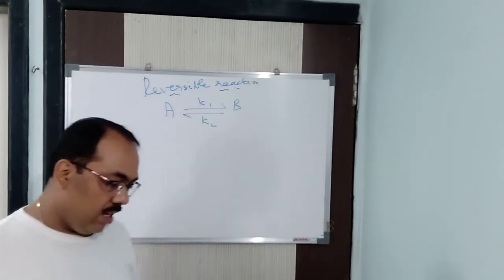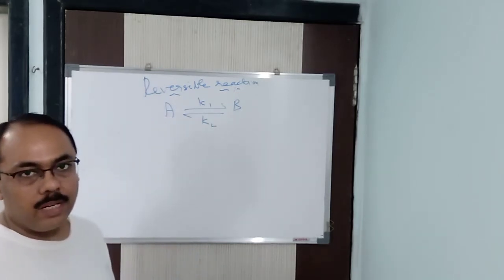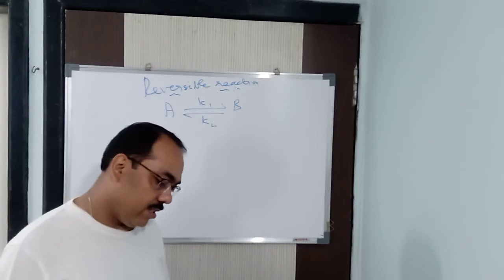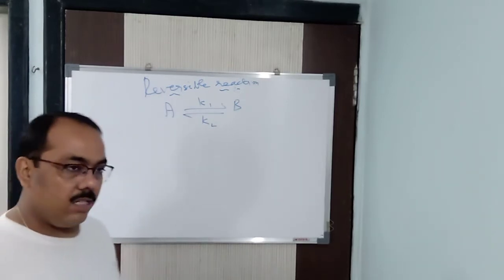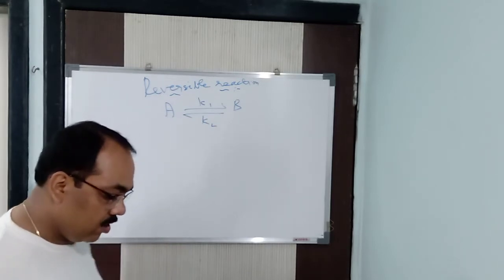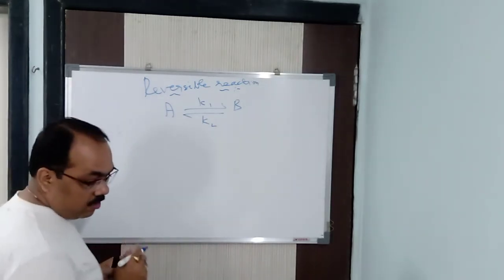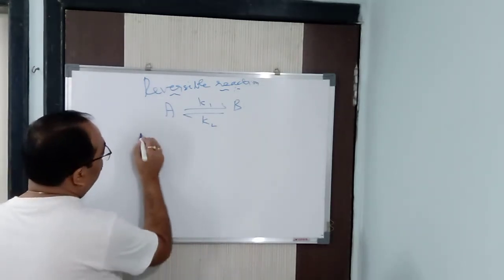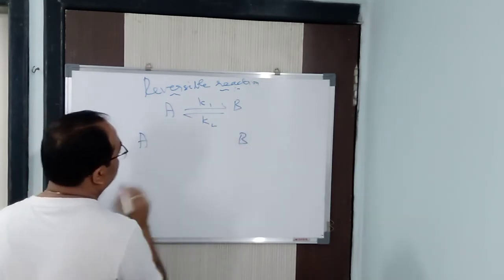We can say that. The reaction in which by reversing the experimental conditions you get back the reactant. These are called opposing reactions or counter reactions or reversible reactions. Now here what you find is A and B. A is a reactant, B is a product.